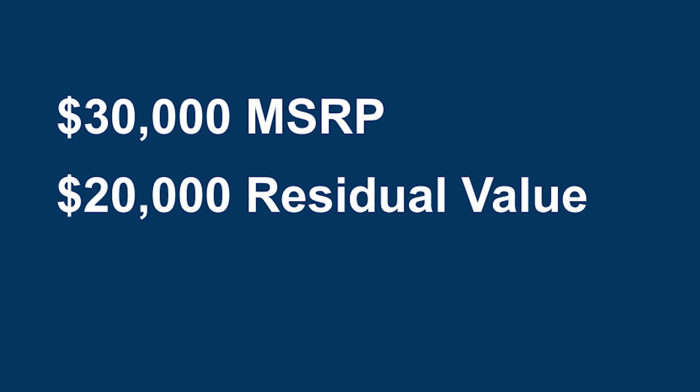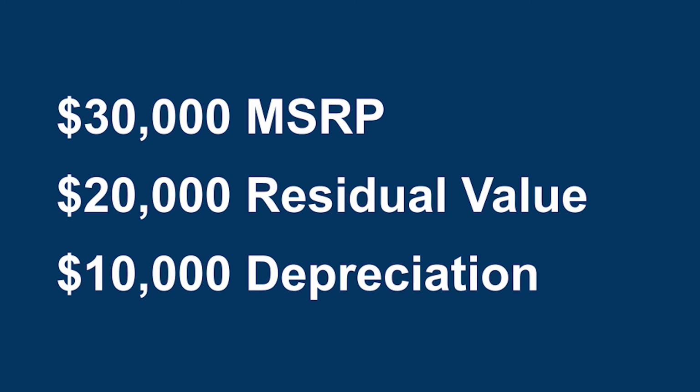So here's an example of how that works. Let's say the car you want is $30,000. And at the end of a 3-year lease, it's expected that car be worth $20,000. That $20,000 represents the residual value of the car, and the $10,000 represents the depreciation. So your lease payment is designed to pay off that $10,000 of depreciation over that 3-year period. So that's exactly how leasing works.